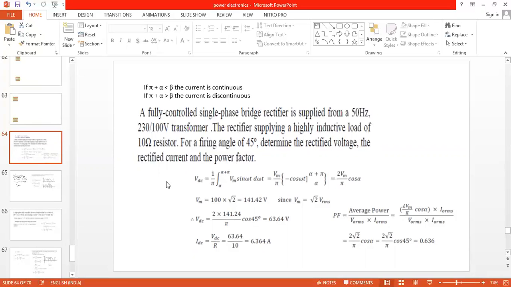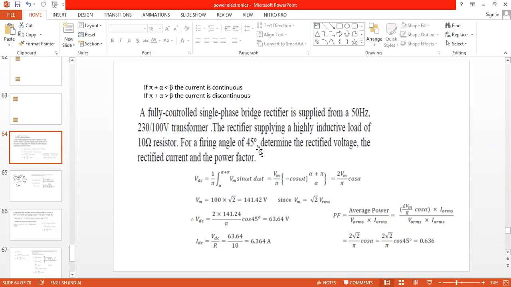Okay, first the problem: only 4 SCRs and an inductive load, the motor is connected without a freewheeling diode. So what is the input voltage they have given in the problem? Step down transformer, so we have to take the secondary winding voltage. What is the secondary winding voltage here? 100 volts. So VRMS equal to 100 volts. Directly it should be the RMS.